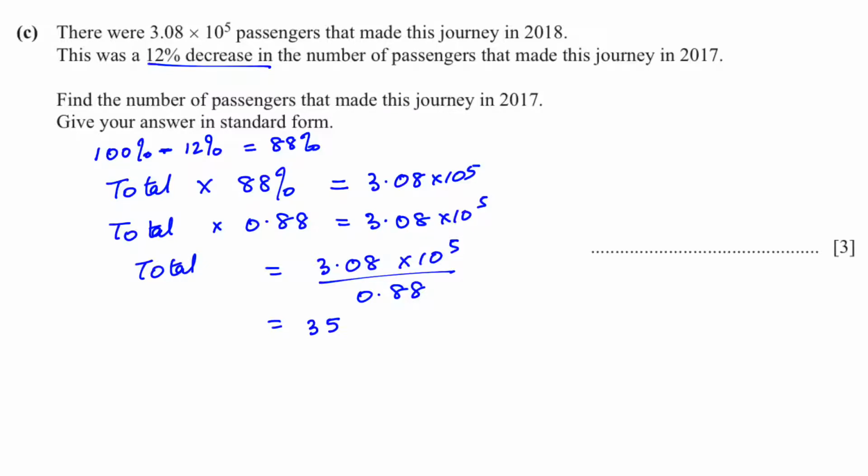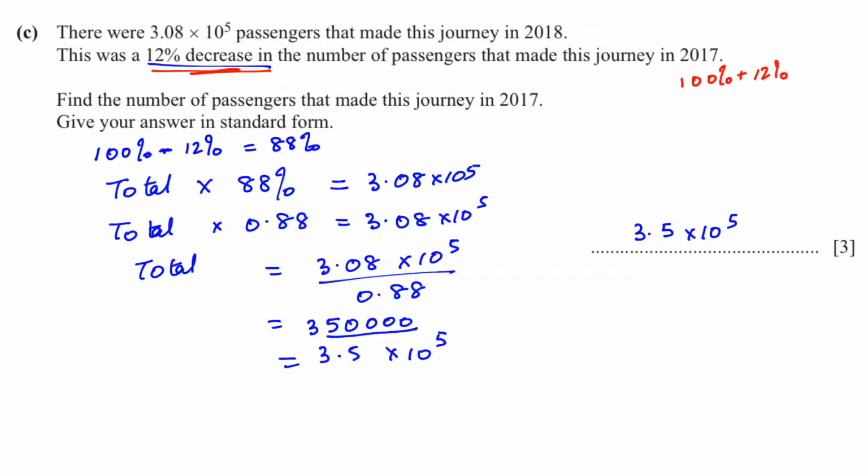We will get 350,000. Now to write it in standard form, you should have only one number before the decimal, so 3.5 times 10. How many numbers have we put after the decimal? 1, 2, 3, 4, 5. So your answer is 3.5 times 10 to the power of 5. A quick note, this is a decrease. If we had an increase, we would have done 100% plus 12%. Otherwise, the method is going to be same.